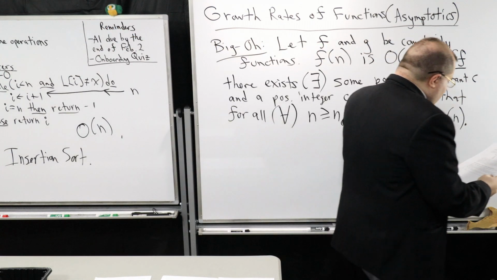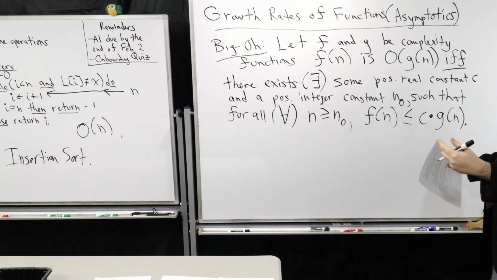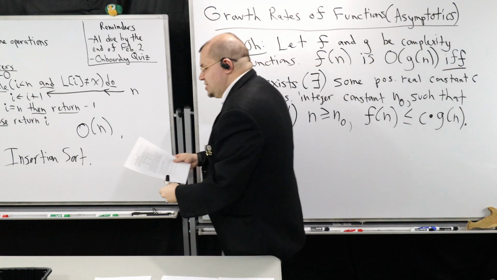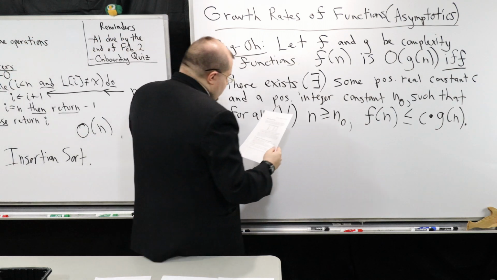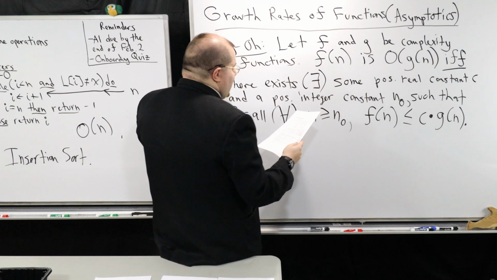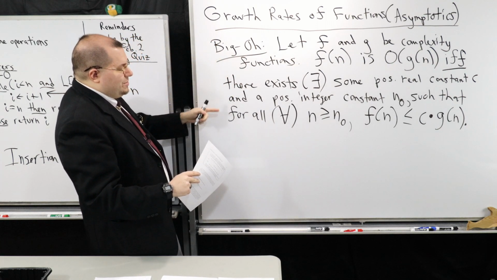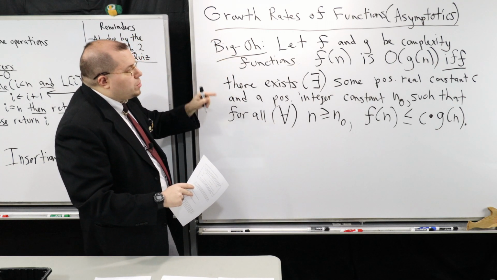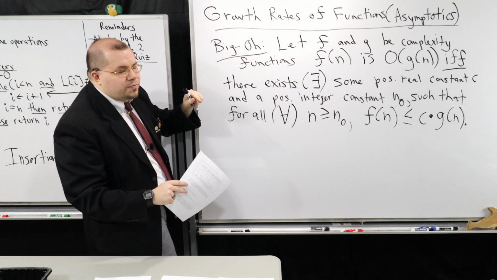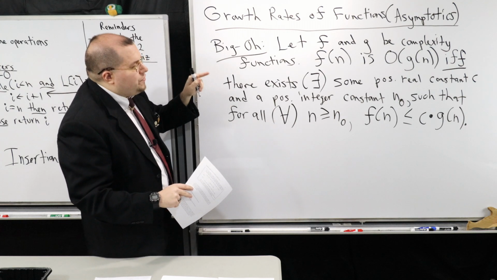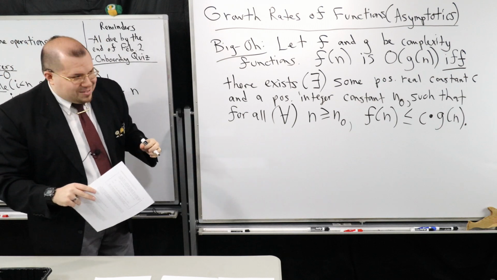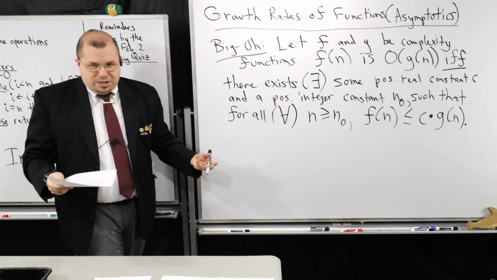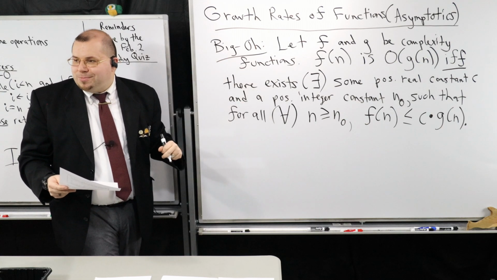So I want to talk a little bit about usage because we're going to use Big O and these other notations quite frequently. I must stress that when somebody reads this to you, they'll say "f is Big O of g," or they'll say "f is in Big O of g," or they'll say "f is of order g." So these are very common ways of referring to what I've just described here.